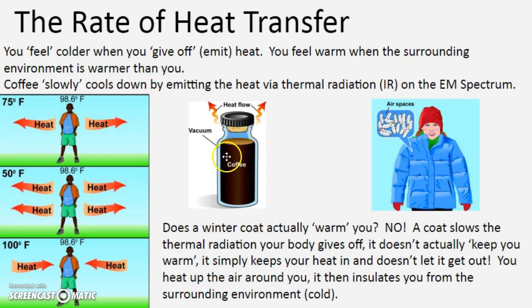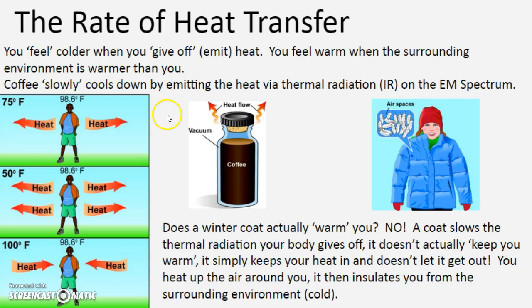So let's look at this container of coffee. Coffee slowly cools by emitting heat via thermal radiation, what we call infrared radiation in the electromagnetic spectrum. But if this is a very slow flow, we would say that this is a very good insulator of that heat. It's keeping the heat in. It's still going to be losing some, but it's going to be slowed. So we would say this would be a good container.